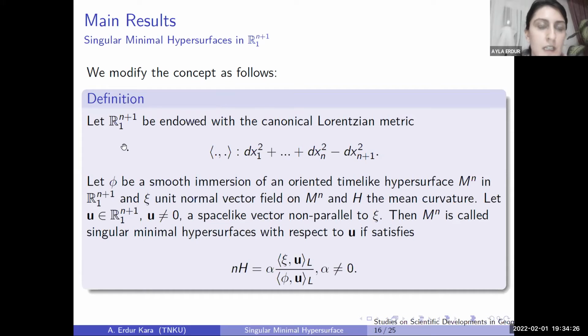Basic definition. Let R^{n+1}_1 be endowed with the canonical Lorentzian metric. Let phi be a smooth immersion of an oriented timelike hypersurface, with Xi the unit normal vector field and H the mean curvature. Let Y be a non-zero spacelike vector non-parallel to Xi. Then M^n is called a singular minimal hypersurface with respect to Y if it satisfies this equation.